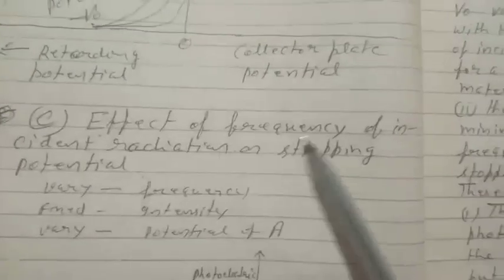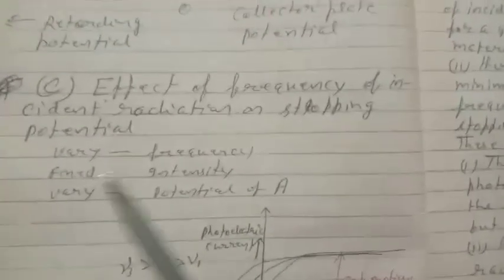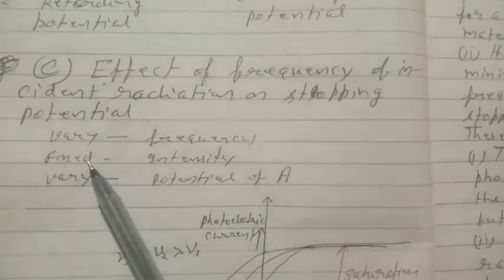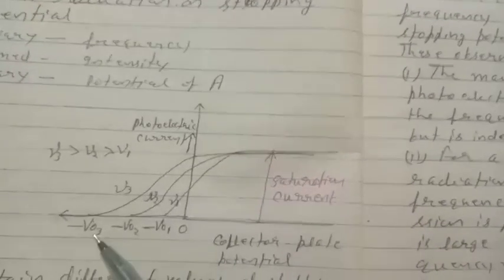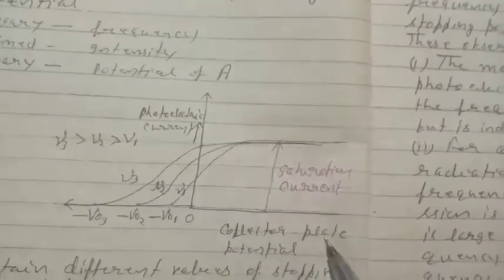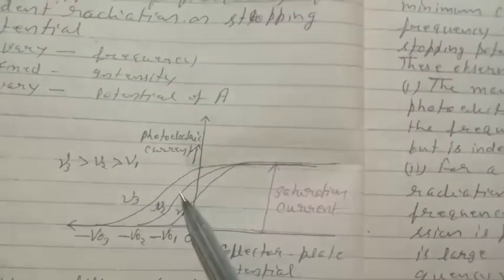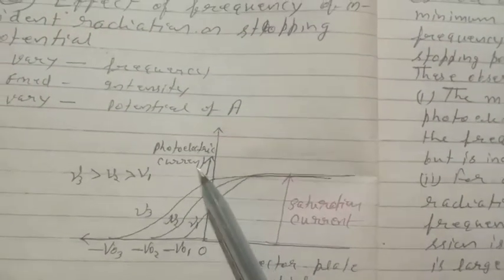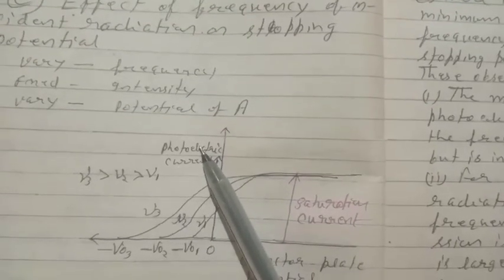Now see the effect of frequency of incident radiation on stopping potential. In this case, we have to vary the frequency and fix the intensity and vary the potential of A. And we will get the following graph. This is the collector plate potential, the potential of A. And we are varying the photoelectric current.